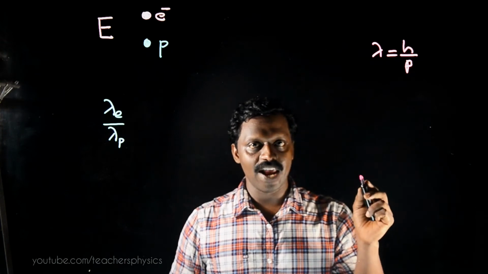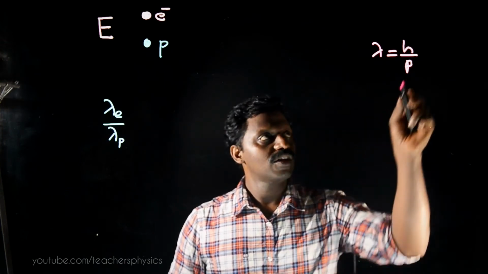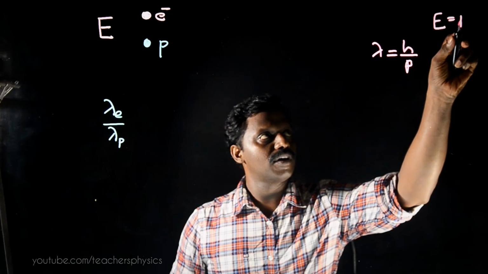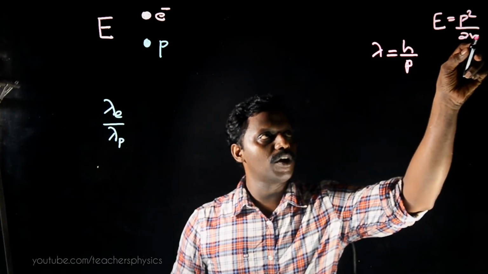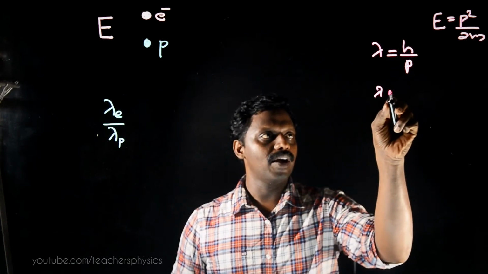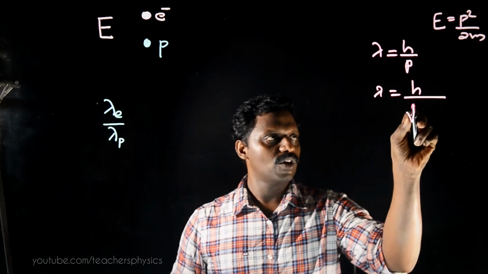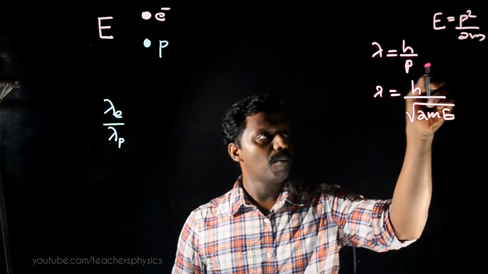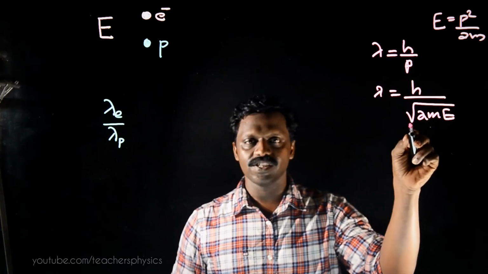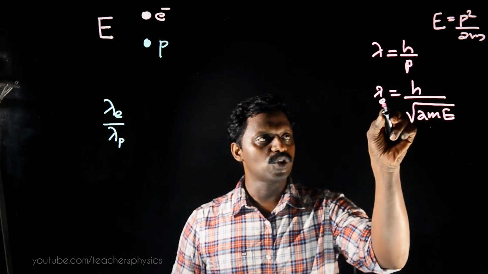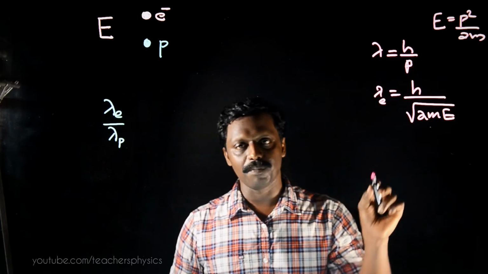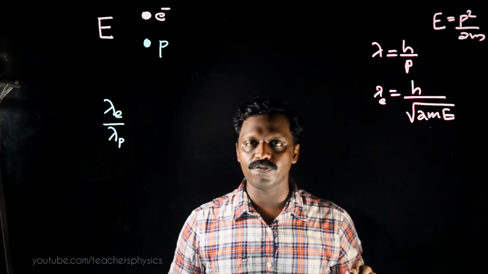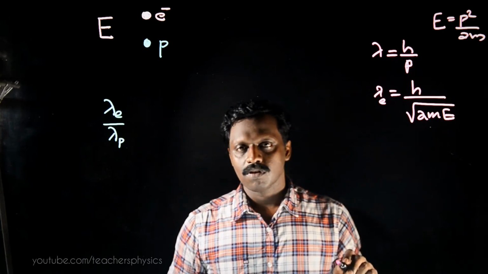Given that the energy is E, the kinetic energy of the electron is p squared by 2m. So the momentum in terms of the kinetic energy is given as root of 2mE, and lambda is equal to h by root of 2mE. So the wavelength of the electron is given by h over the square root of 2mE.